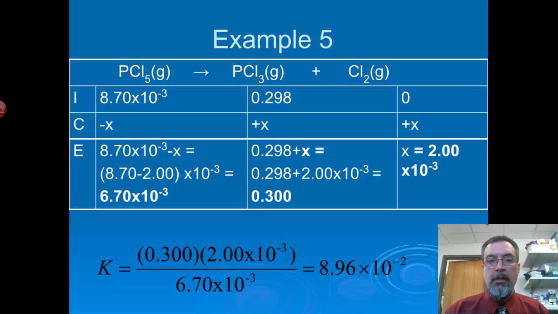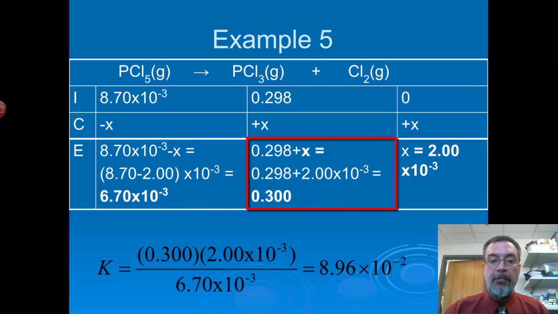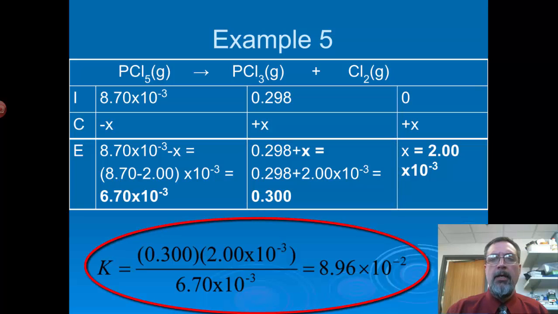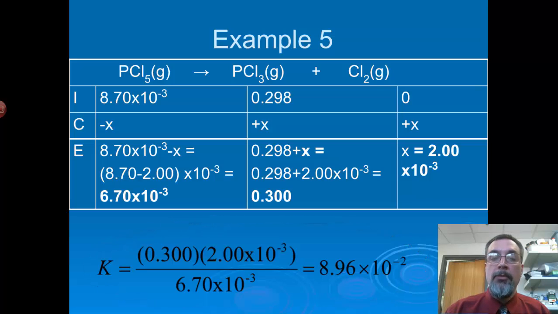That's equal to x. So since I know the equilibrium concentration of one of my things, I therefore know what my variable x is. All I have to do is then subtract x from 8.70 times 10 to the minus third and add it to 0.298. And I get my final concentrations. Now to find K, I just plug it into my K expression. Concentration of PCl3 times concentration of Cl2 on top, divided by concentration of PCl5 at equilibrium. Those are the equilibrium concentrations. And I get 8.96 times 10 to the minus 2.